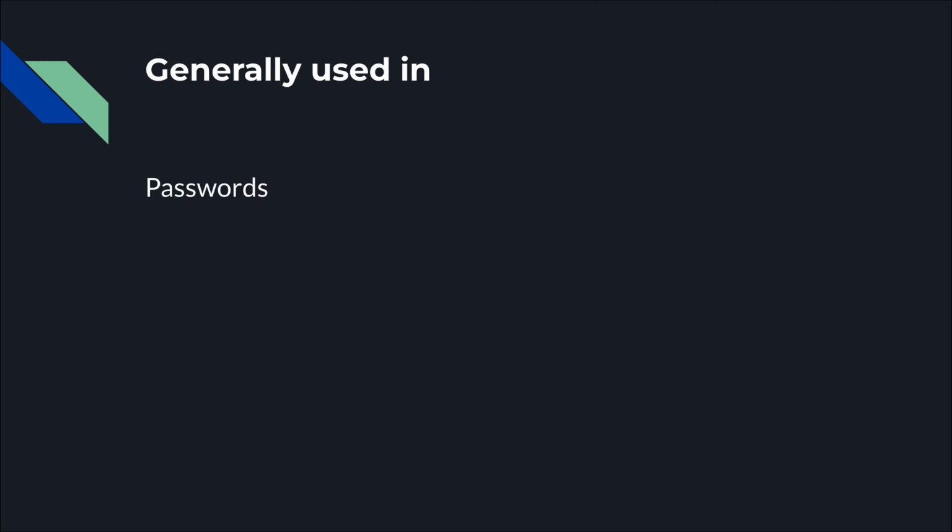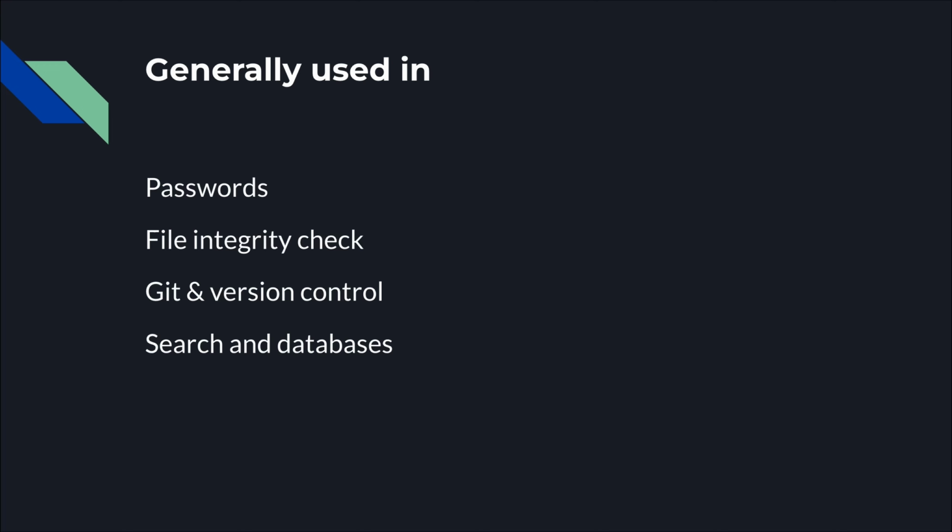Hash functions are used widely in modern day digital systems. They are used to store passwords. The passwords are hashed and then stored in the system so that even if the system gets compromised, the passwords don't get leaked. They are also used to check the integrity of a file. They are used in Git and version control. Every commit that you see is a hash, and the entire code history is basically a chain of hashes. They are also used in search and databases in the form of hash tables because they enable faster lookups. And they are also used in digital signatures to verify the identity and integrity of someone's signature.